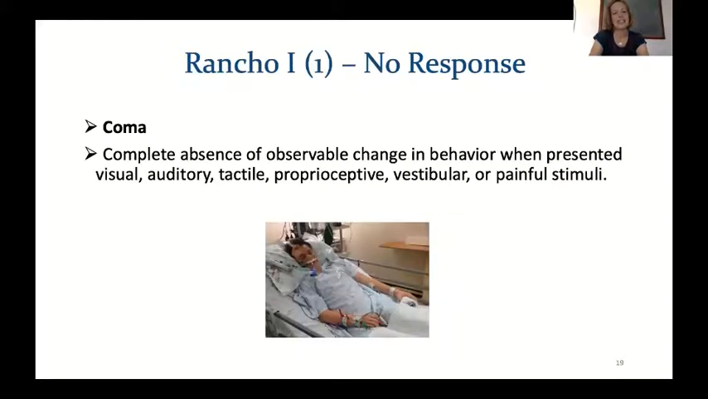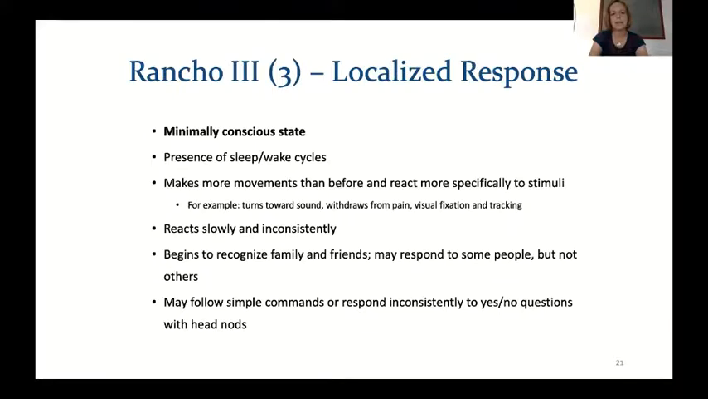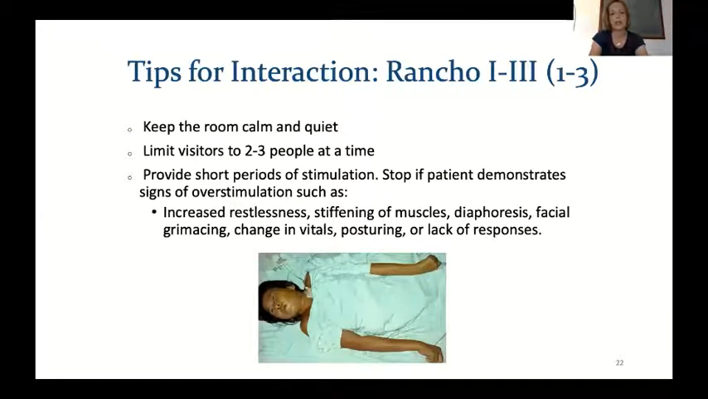So the first three are the kind of coma state, you know, vegetative state, slow responses, very minimal responses. These patients are still in the ICU or HDU. They may still be on a ventilator. They definitely have a feeding tube in. These are the people that people just say, oh, they're alive, but not doing great. So like I said, I'm just gonna keep going. You guys can read over these things later, especially the tips for interaction.